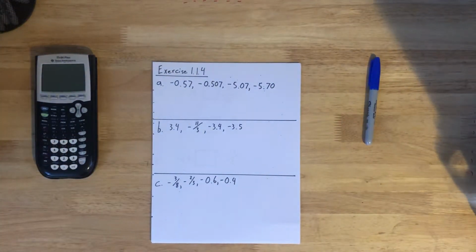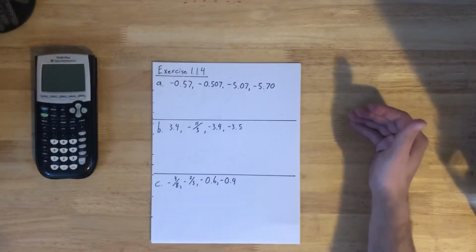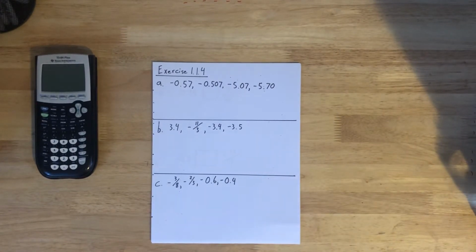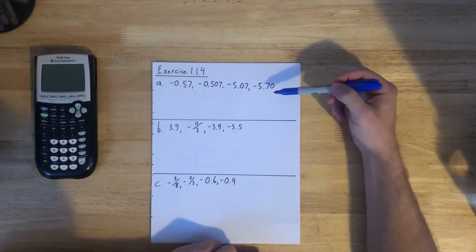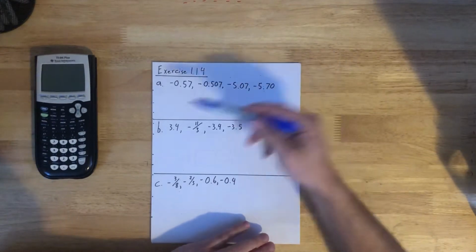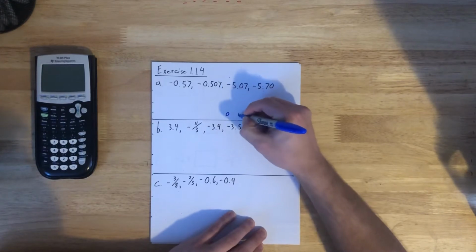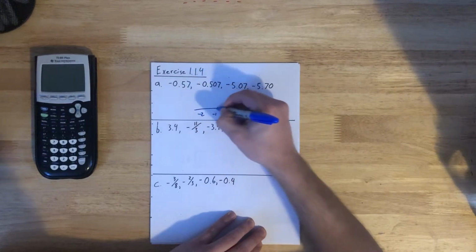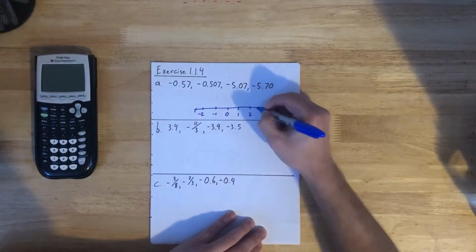Alright, so in exercise 1.1.4, we're looking to put these three sets of numbers in order within their set, in ascending order. First one, because they're all negative numbers, the largest negative is going to be at the front. Again, we're looking at something along the lines of this is 0 and this is 1 and this is 2. This would be -1, this would be -2. So if you need to make a little scale here to help you guys out, there's my scale.